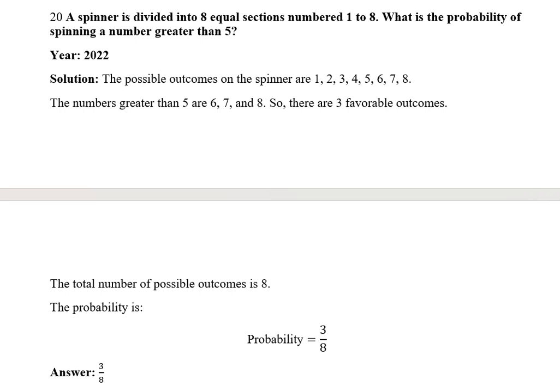A spinner is divided into 8 equal sections, numbered 1 to 8. What is the probability of spinning a number greater than 5? The possible outcomes on the spinner are 1 to 8. The numbers greater than 5 are 6, 7, 8.